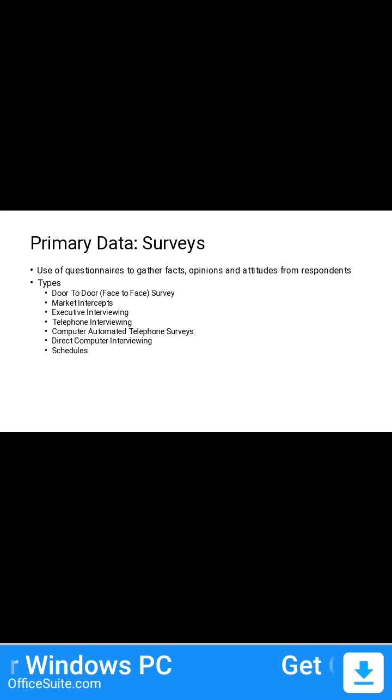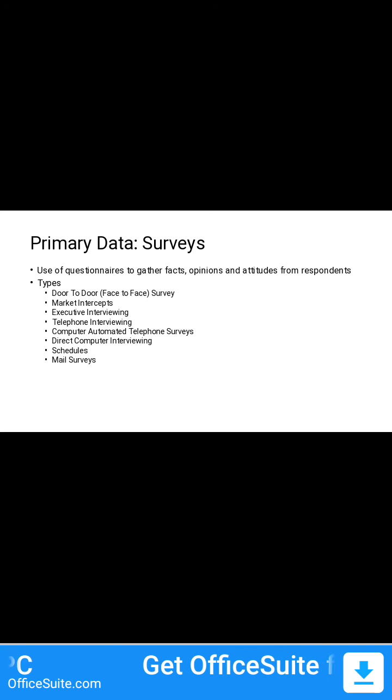Next type of surveys are mail surveys. Now what do we mean by mail surveys? Very simple. The questionnaire is sent across to the respondent on his email ID. The respondent receives the questionnaire, he goes through it, and if he feels like, he would answer the questions and send the responses back to the researcher. So this is how mail surveys are conducted.